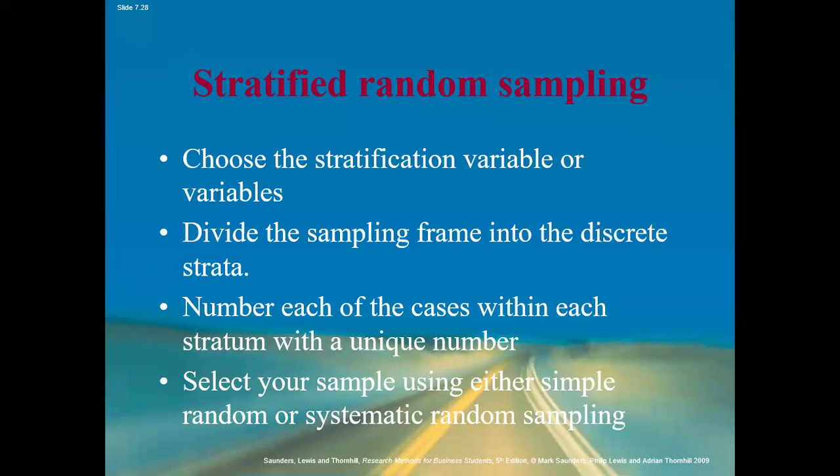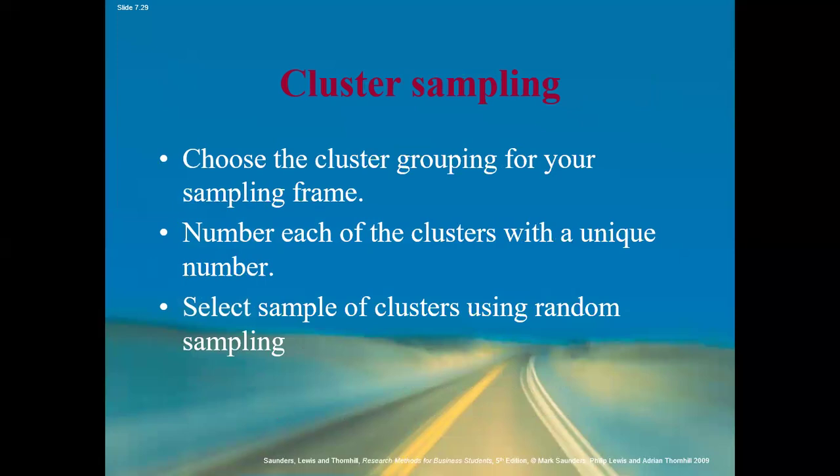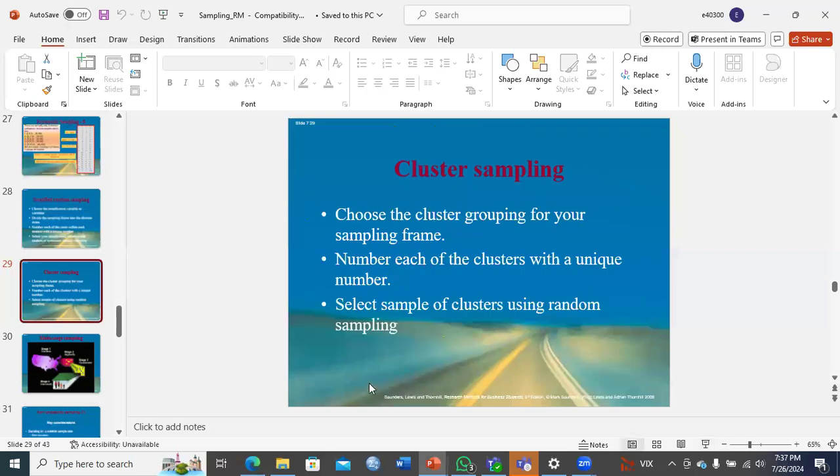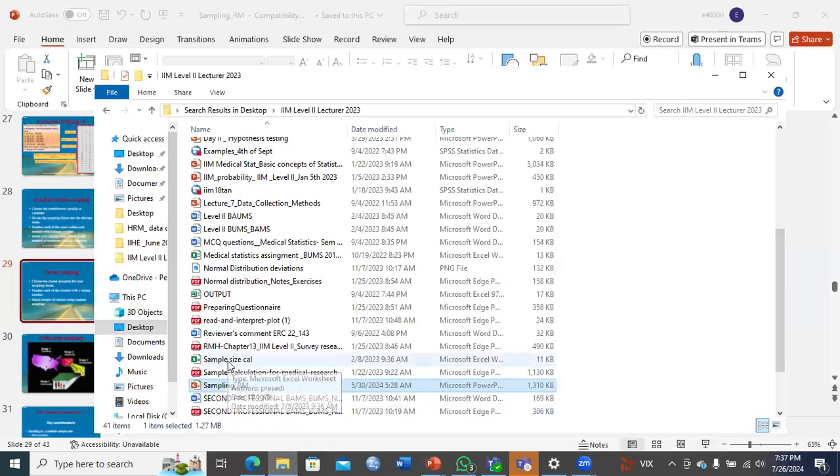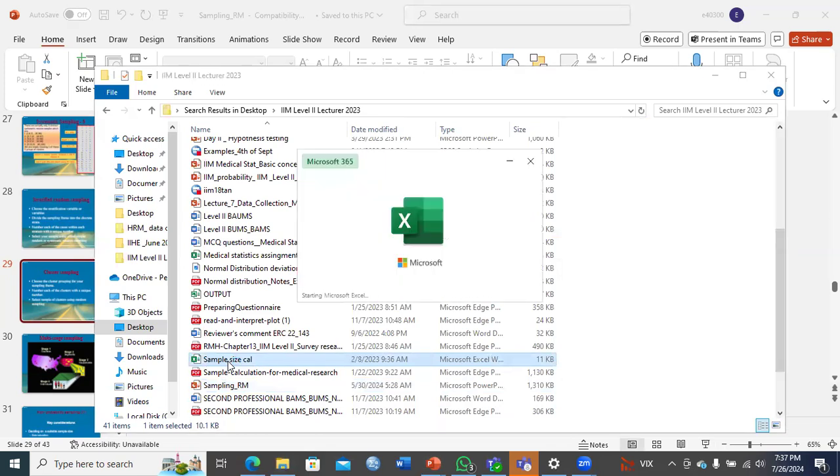Thereafter, we should divide the sampling frame into discrete strata, like departments A, B, C. Thereafter, number each of these cases within each stratum with a unique number. Yes, all of them are independent and unique. By using that, we can select the people. Let us move to the calculation part. I think most of you may already know this method of sampling, stratified sampling.